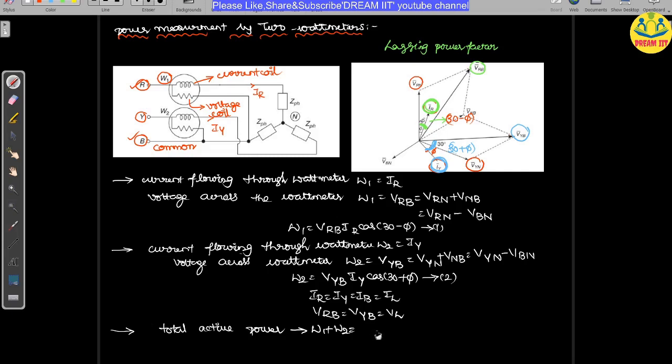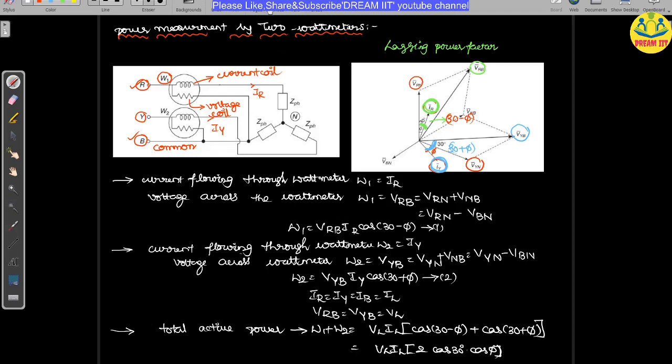By adding them, you will get VL IL, taking it out as common, then cos(30 minus phi) plus cos(30 plus phi). I am adding equations 1 and 2: cos of A minus B plus cos of A plus B. Then you will get the answer VL IL times 2 cos 30 into cos phi.